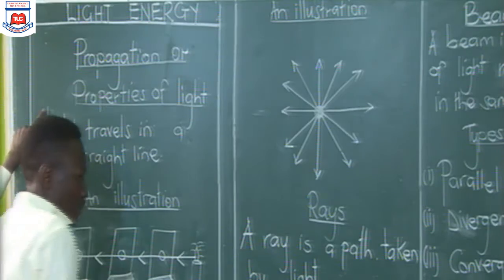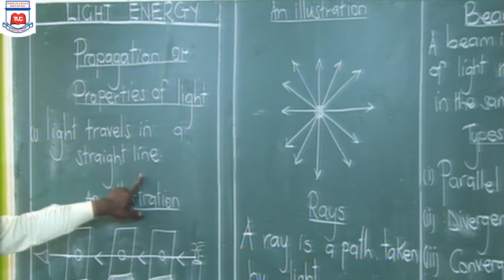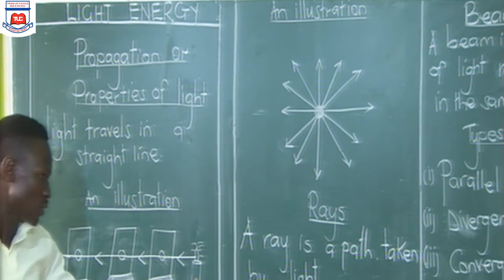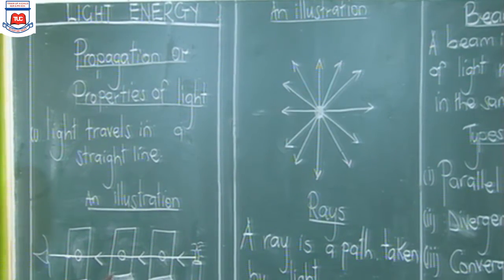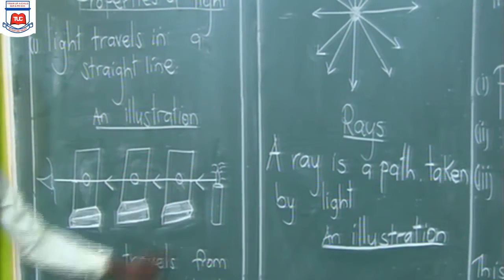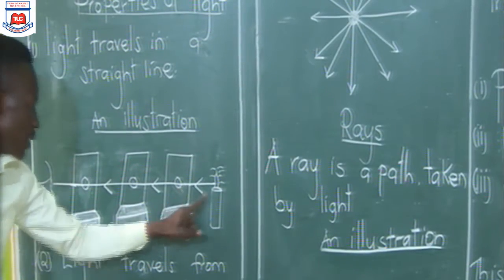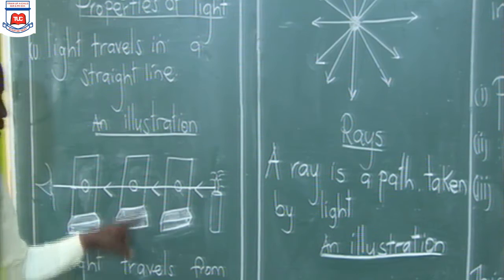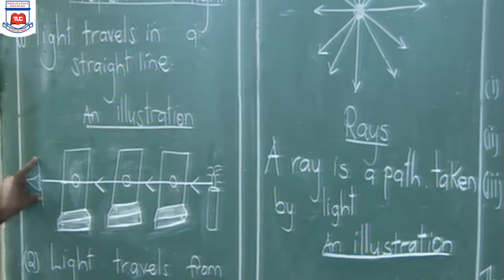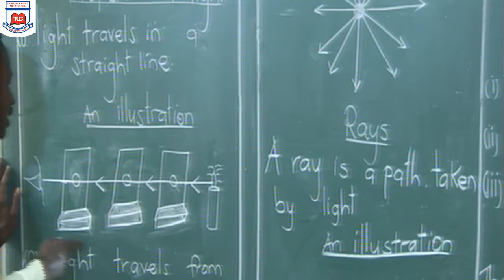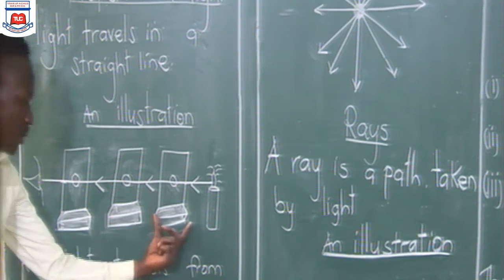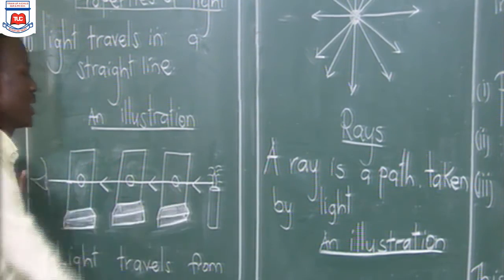So what are some of the properties of light? We say light travels in a straight line. As you can see here, we have a source of light, and then we have three cardboards. And then at the extreme end, we have the observer, the person observing this light. Light can only travel in a straight line. So if you disorganize these cardboards, light will not pass through and reach the observer. If the observer wants to see the light, he has to arrange the three cardboards in one place, and then he will be able to see the light from the source.